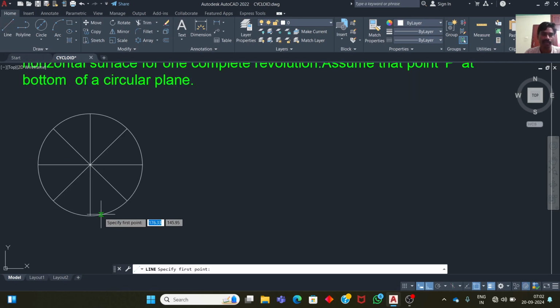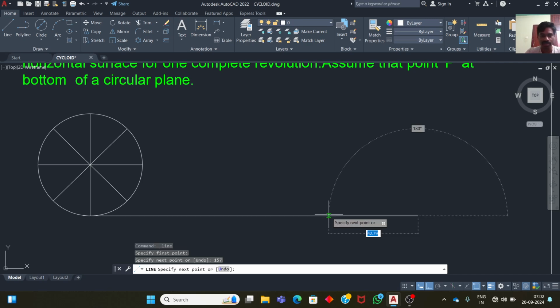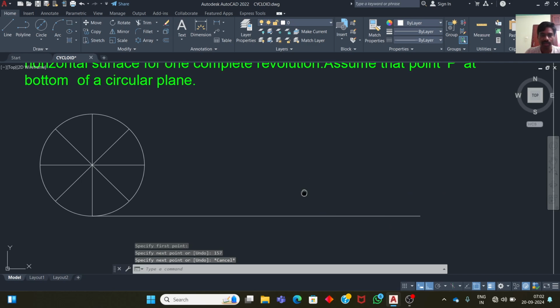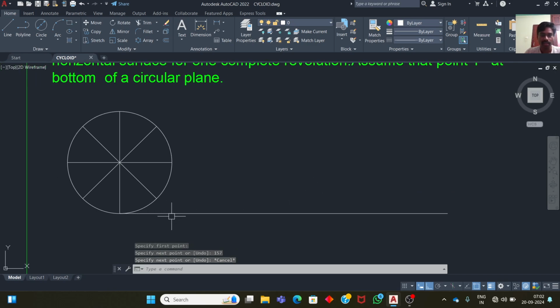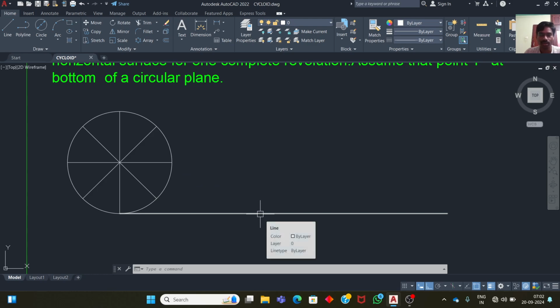So from this bottom point, draw one horizontal line. The distance is 157. This is the generating line, and this circle we can call the generating circle. In this line also we have to divide into n number of equal parts. How many parts was the circle divided into already? The same number of parts we have to divide this line into.